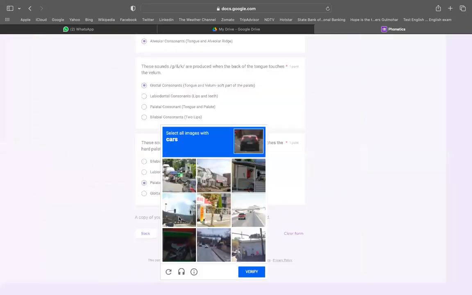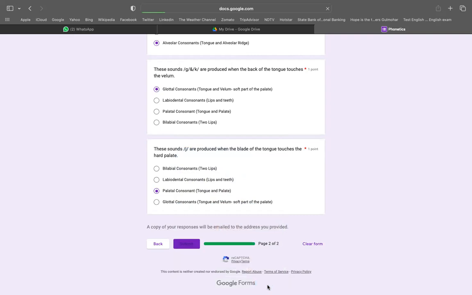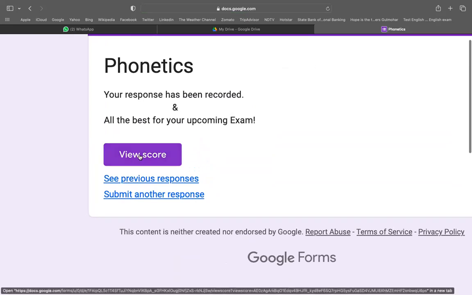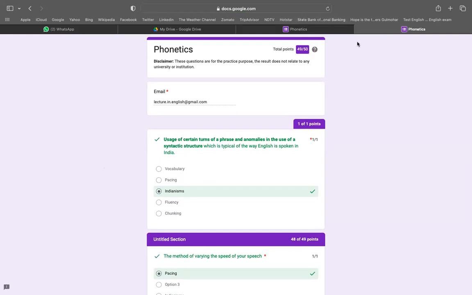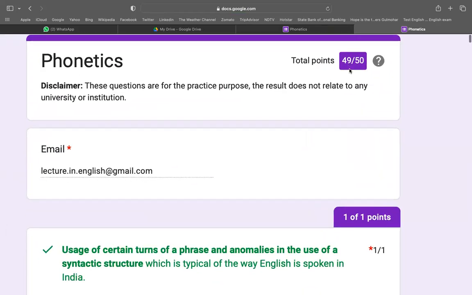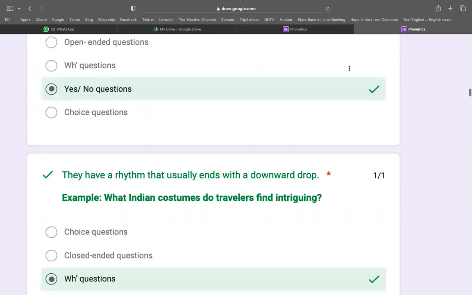And let's see. Okay, it comes like select all images with cars, cars, and cars. Then after cars, here also car. Then verify. Your response has been recorded. Let's see my scores. 49 out of 50. Okay, somewhere I made a mistake or what? 49 out of 50. Where did I make a mistake? Okay, so all the answers have been given.